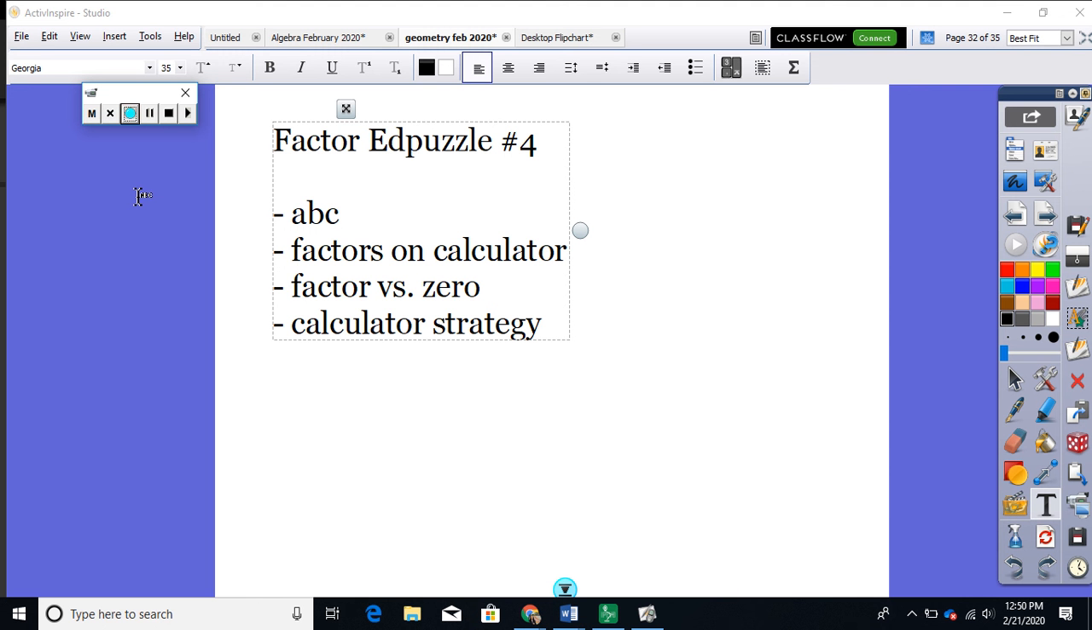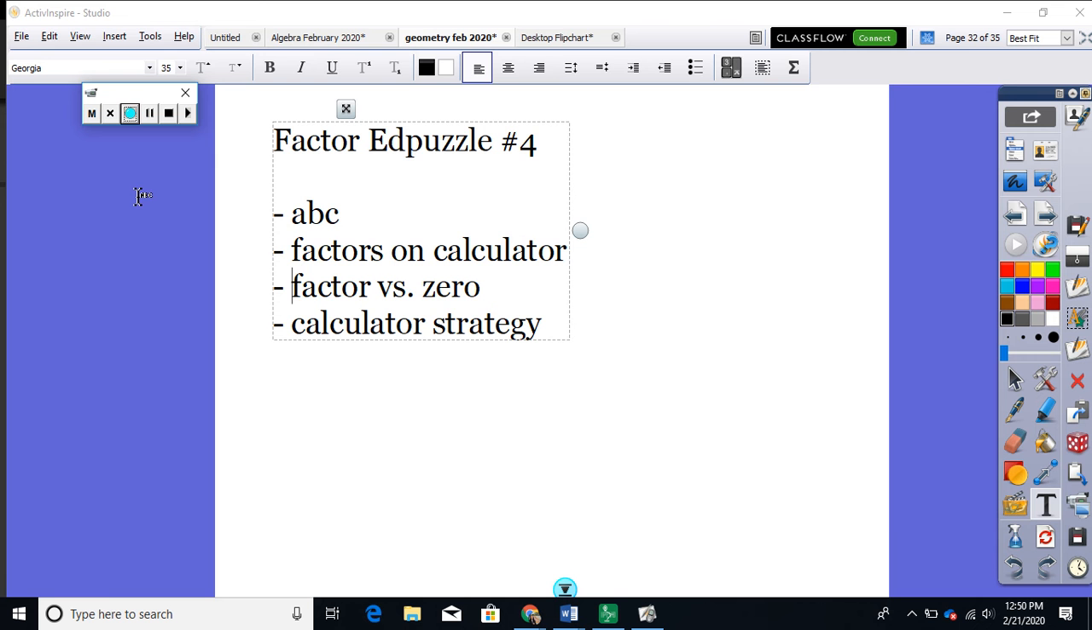So in this video, I want to clarify a couple of things that you have seen in the other Edpuzzles. I want to make sure you understand what the A, B, and C are. I want to make sure you understand, if you aren't the best at multiplying and dividing, how to do that on the calculator. And I want to make sure that you understand the difference between a factor and a zero. And then the fourth thing, I want to show you a calculator strategy. So that is my goal in this Edpuzzle number 4.